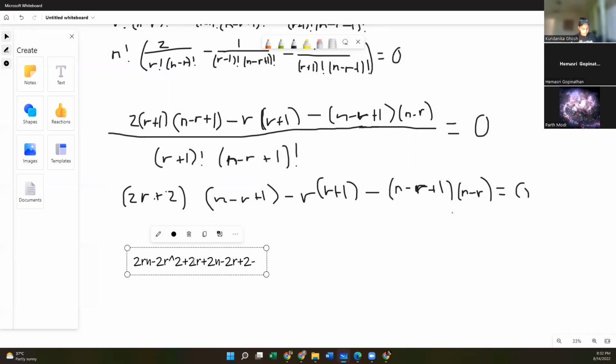minus n squared plus nr minus n plus nr minus r squared plus r minus r squared plus r minus r squared minus r. That should have been what we got.